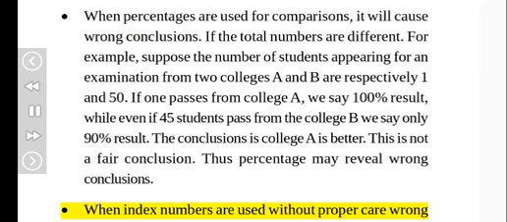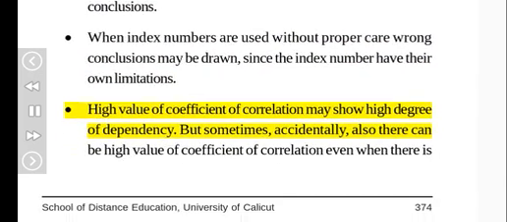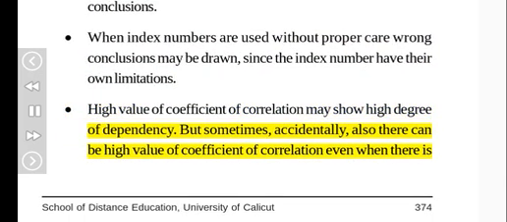When index numbers are used without proper care, wrong conclusions may be drawn, since the index numbers have their own limitations. High value of coefficient of correlation may show high degree of dependency. But sometimes, accidentally, there can be a high value of coefficient of correlation even when there is no relation.